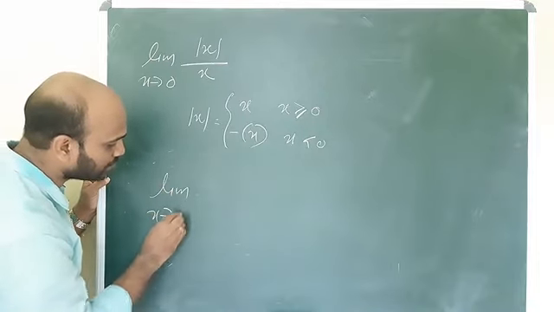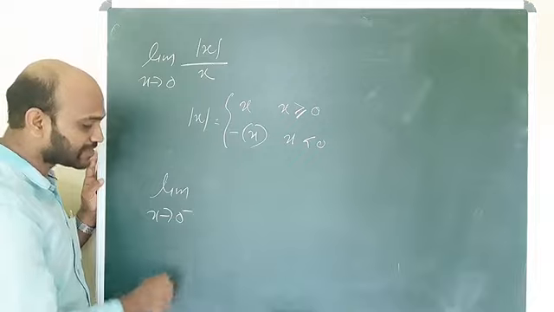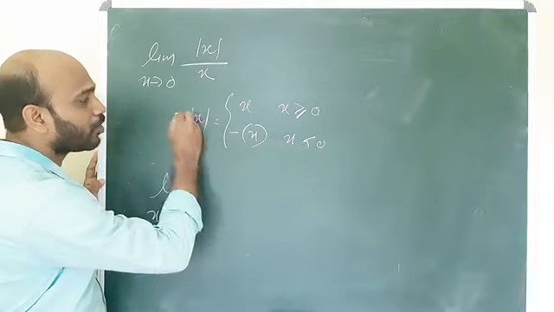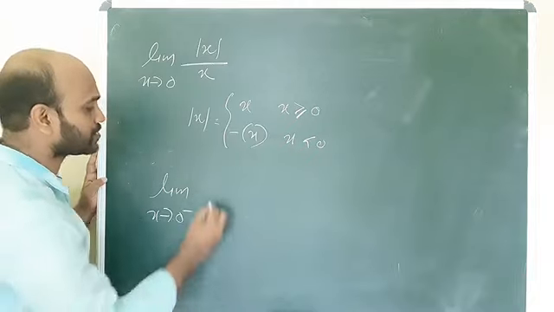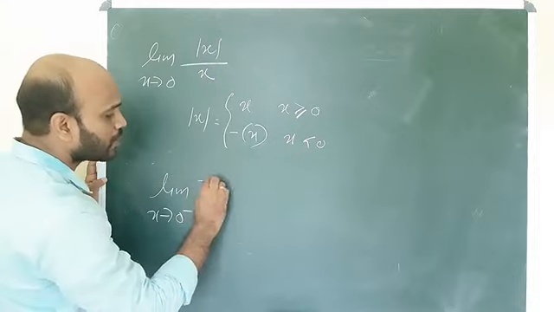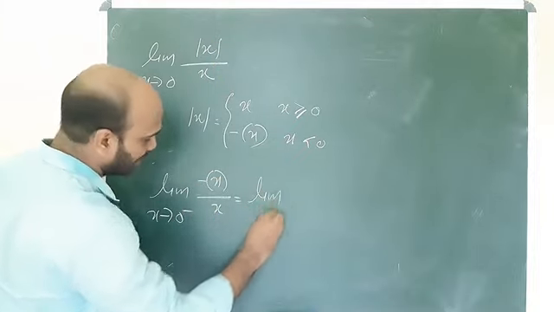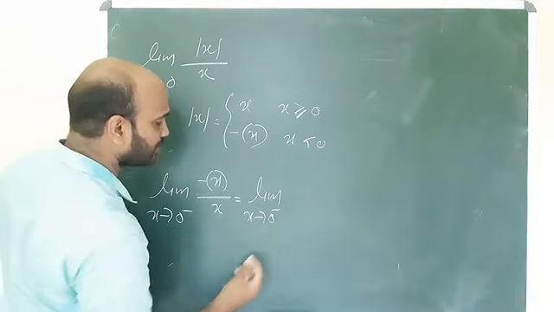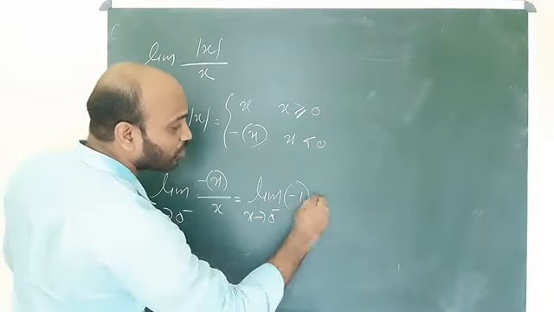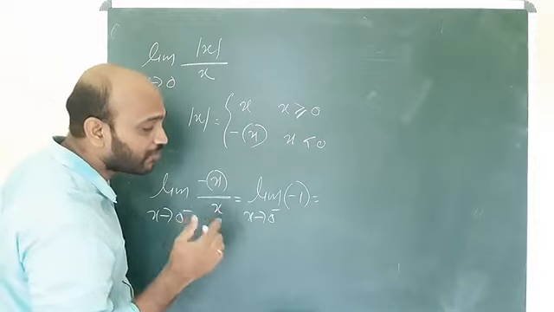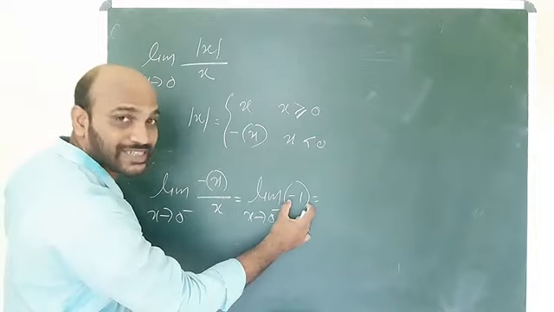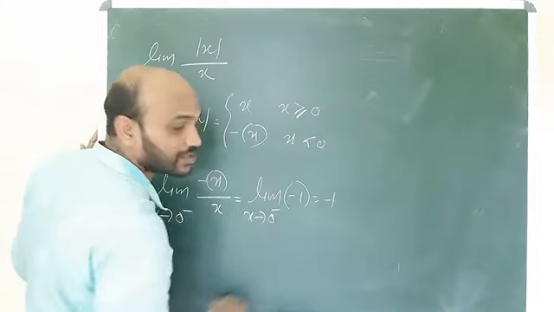Limit x tends to 0 minus, x is less than 0. Then mod x changes to minus of x. So this function changes to minus of x by x. That is limit x tends to 0 minus of minus 1. This is a constant function. If you give any value for x, this won't change. So it is equal to minus 1.